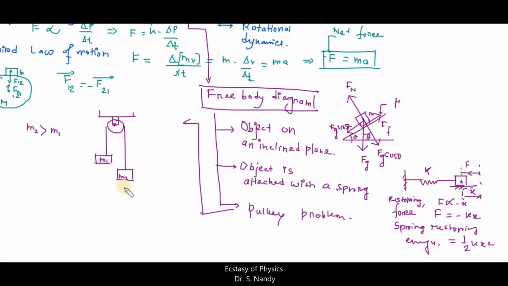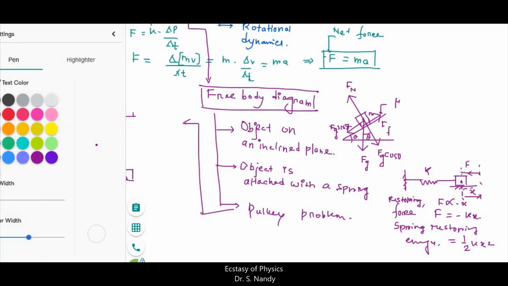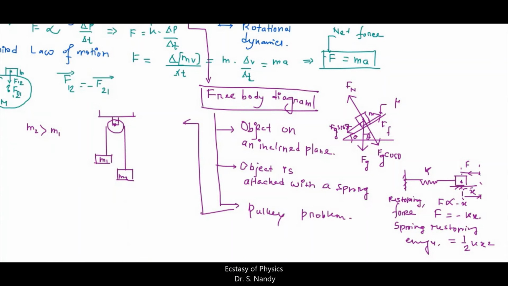Now in this type of problem we have to determine what would be the acceleration and the tension exerted along the length of the string. So if we draw the free body diagram, corresponding to m2 we get m2g as the downward force, that is the gravitational force, and the tension exerted upward. Similarly for the m1 object also, tension is exerted upward and the gravitational force is downward.